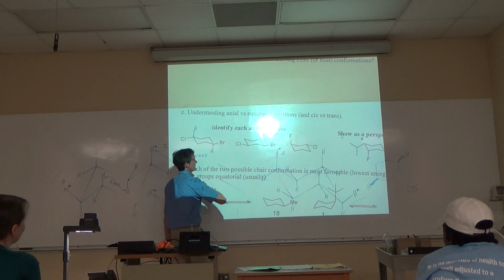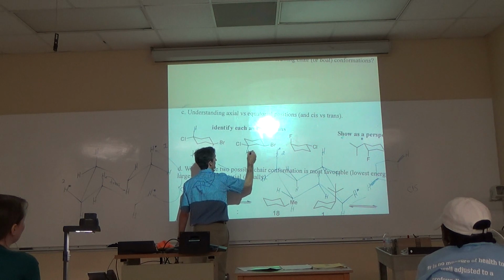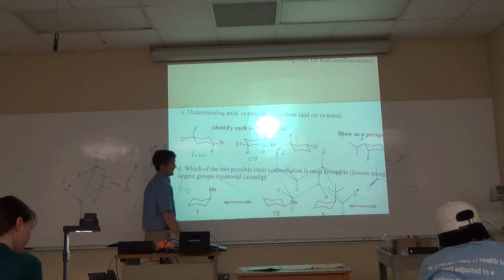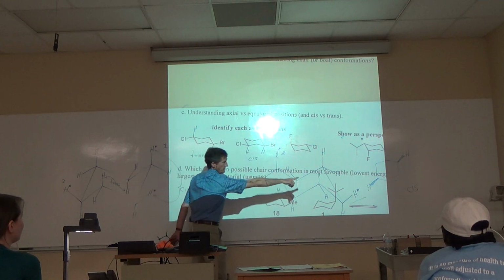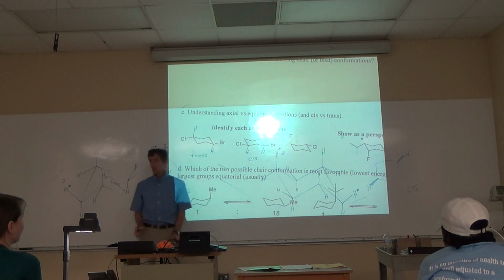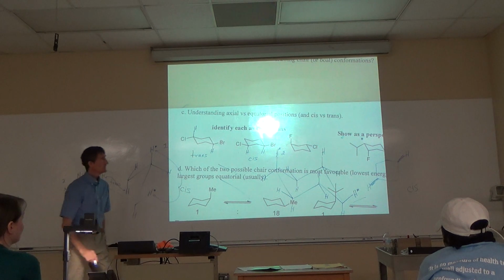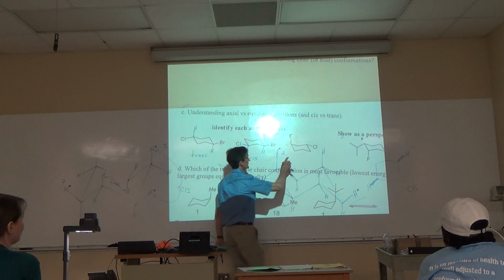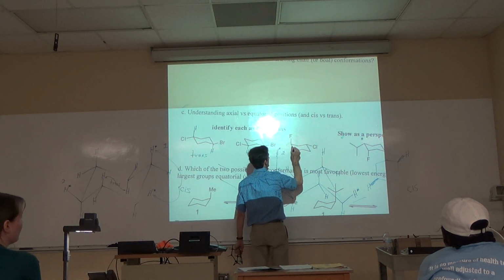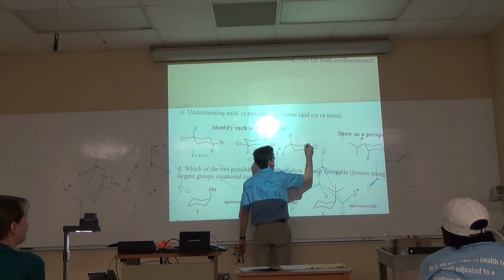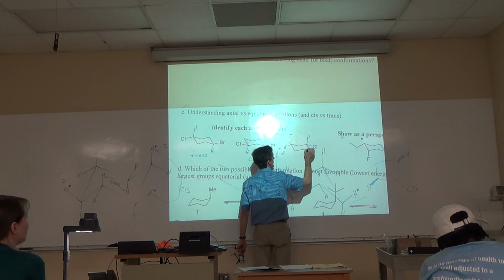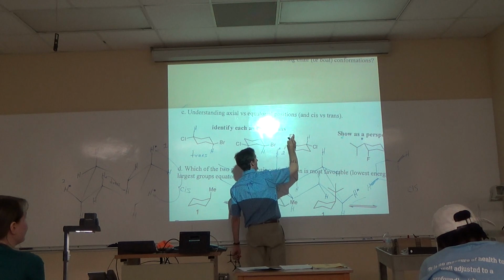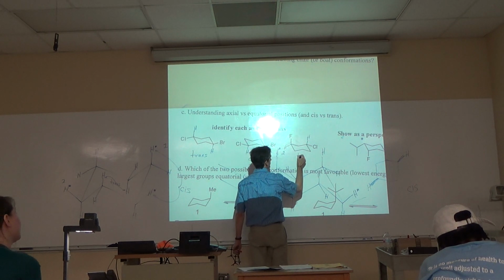How about the next one? Are they cis or trans? Good. Straight down H, straight down H, they're cis. Could you draw this molecule in a perspective drawing like I did over there? You should be able to. This one here, cis or trans? Trans. Chlorine's below the H. F is above the H. They're trans.